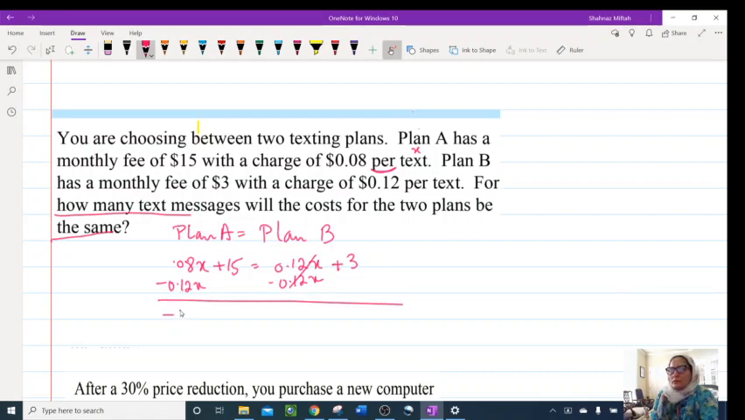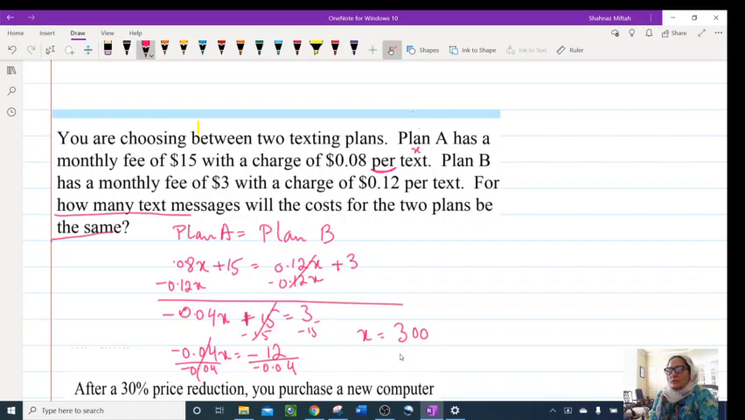negative 0.04x. You can use a calculator on this. And then I have plus 15 equal 3. Then you subtract 15 both sides, and I'm left with negative 0.04x equal negative 12. Now I have to make the variable by itself, so I'm gonna divide negative 0.04 both sides. They cancel. I'm left with x equal 300.